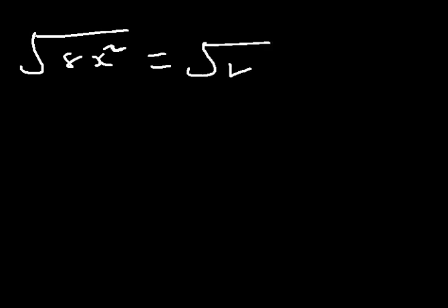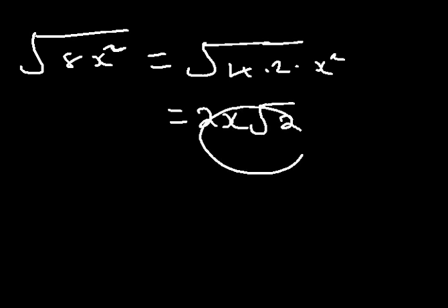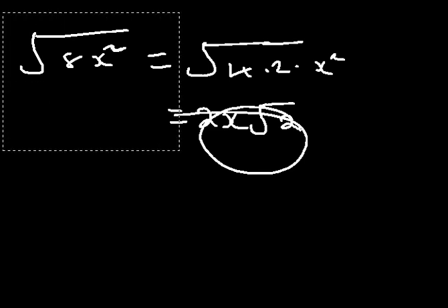Now what if we have this case: the square root of 8 times x squared. So now 8 is not a perfect square. Since we are having the square root, it means we have to go for the perfect squares. So this is the same as 4 times 2 times x squared. That corresponds to 2 times the square root of 2x squared, because the square root of x squared is x, giving x times the square root of 2. That is the working principle behind that.